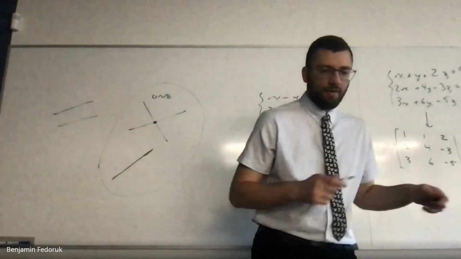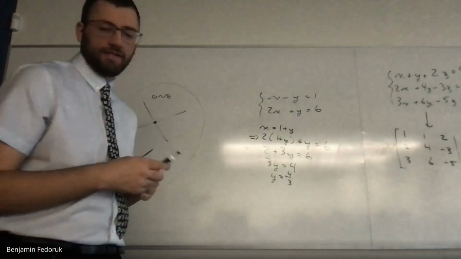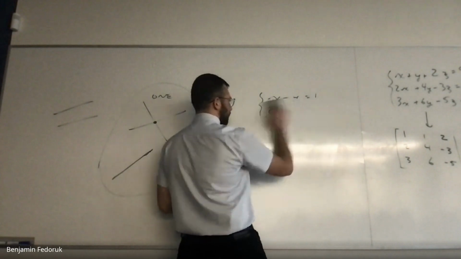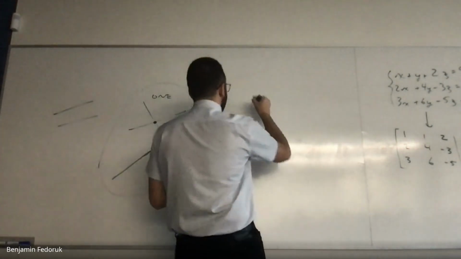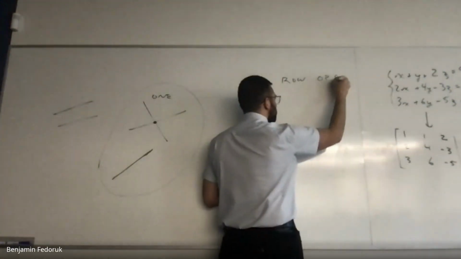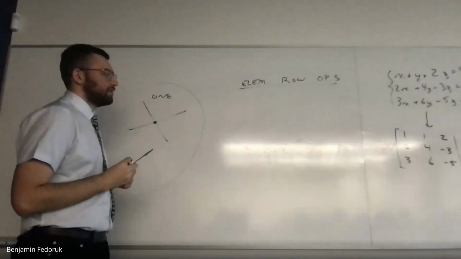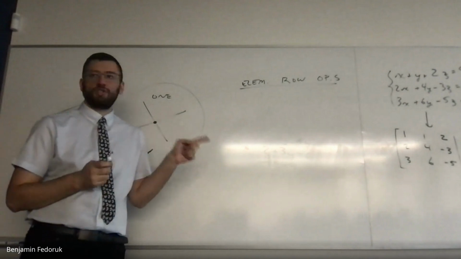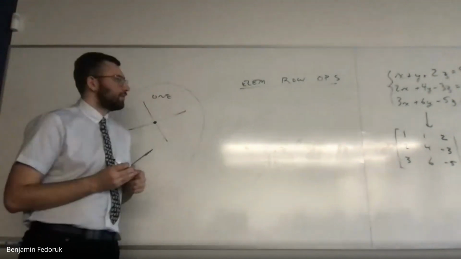Okay, so we've put it into this augmented matrix. Now the question is, how do we solve it? What I'm going to introduce here is what we call elementary row operations. Elementary row operations are things that you can do to that system that don't change the final solution, so it doesn't change what answer you would get for x, y, and z. Does that make sense? Cool.